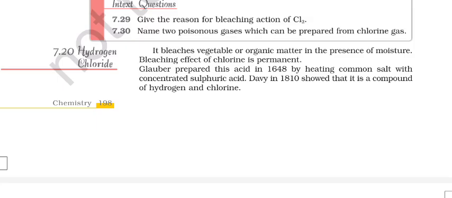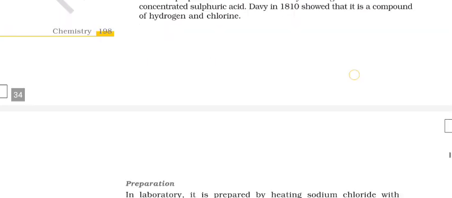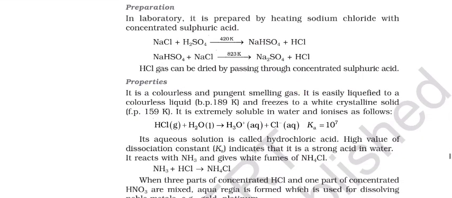Hydrogen chloride. Glauber prepared this acid in 1648 by heating common salt with concentrated sulfuric acid. Davy in 1810 showed that it is a compound of hydrogen and chlorine. Preparation: in the laboratory, it is prepared by heating sodium chloride with concentrated sulfuric acid. NaCl plus H2SO4 gives NaHSO4 plus HCl. NaHSO4 plus NaCl gives Na2SO4 plus HCl. HCl gas can be dried by passing it through concentrated sulfuric acid.